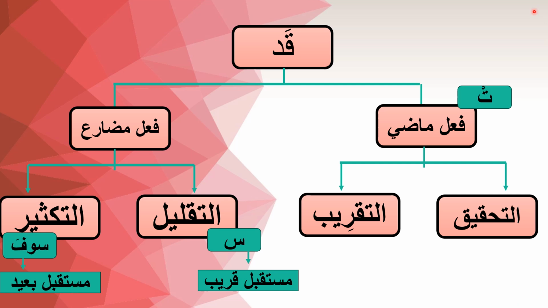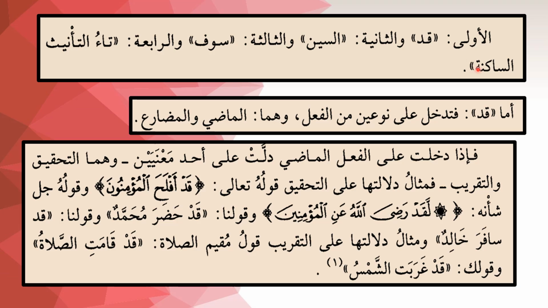Now let's see all the points in detail. So awwal, the first sign is qad, saniyyah seen, thalitha saufa, and rabi ta'tanis. So amma qad, first of all let's see about the qad. قد فتدخل على نوعين من فعل. So it enters in 2 types of tenses, that is wahuma, maadi wa mudari, as we discussed before.